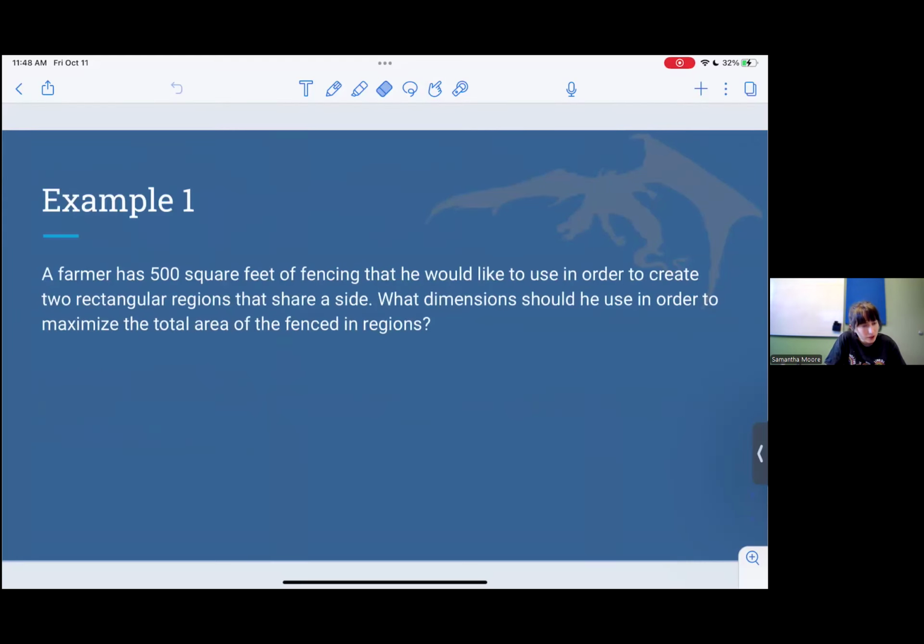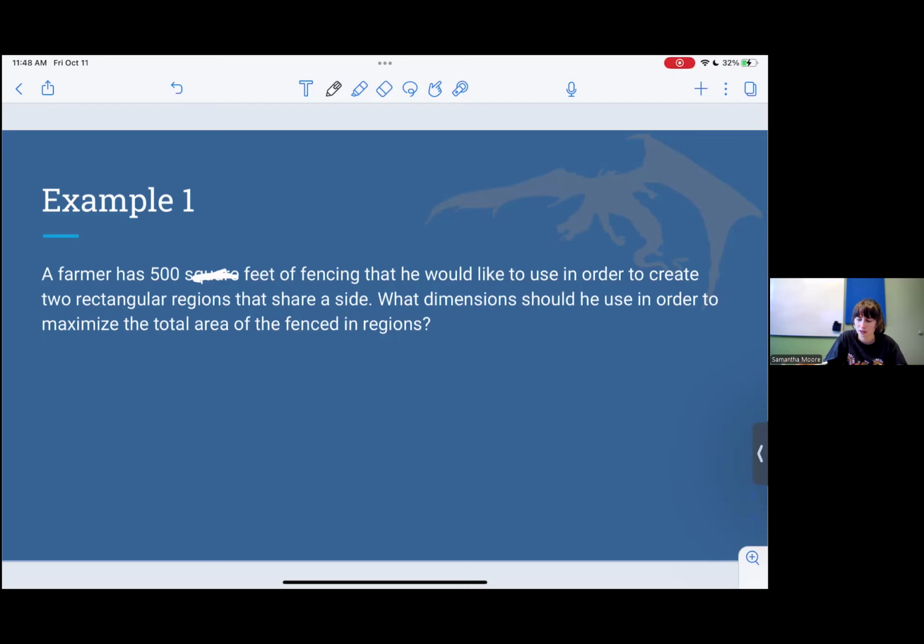Okay, so for example, we're going to look at a farmer who has 500 feet of fencing, goodness gracious, that he's wanting to use in order to create two rectangular regions that share a side. So pens for two different animals or something. And the question he's trying to figure out is what dimensions he should use in order to maximize the total area of his fenced-in regions.